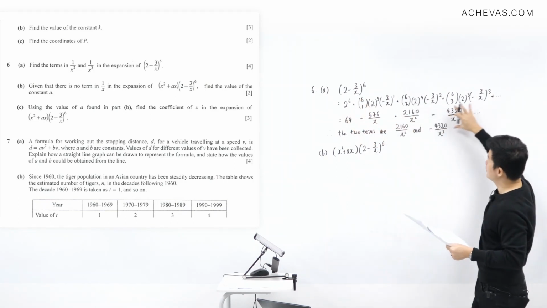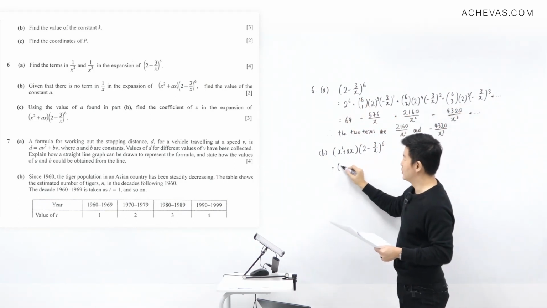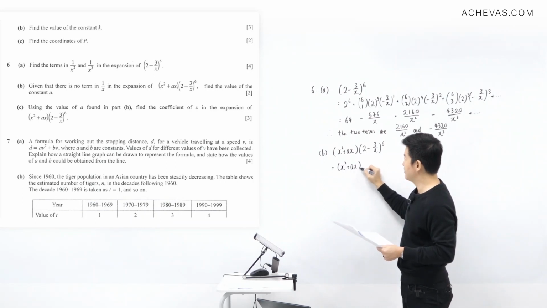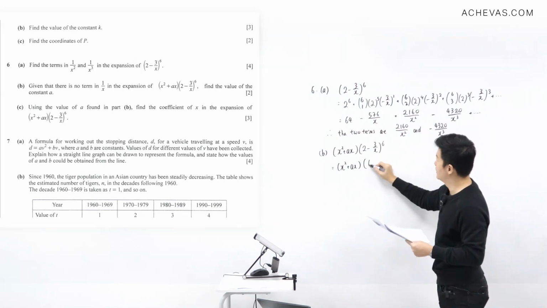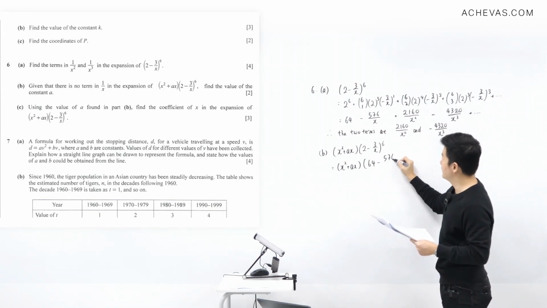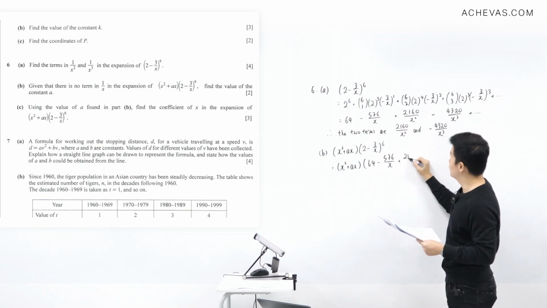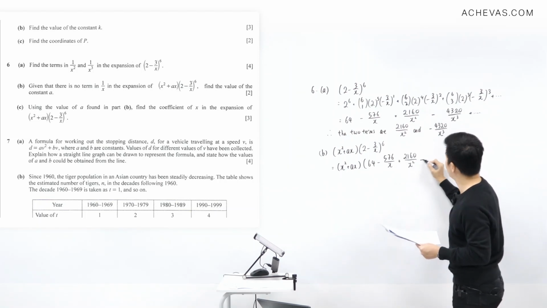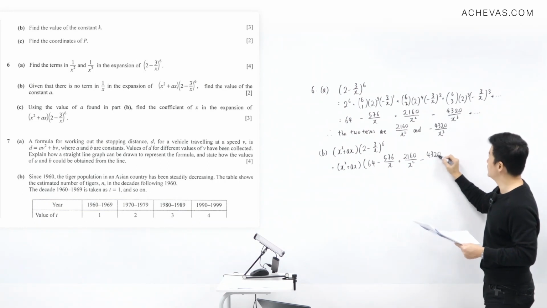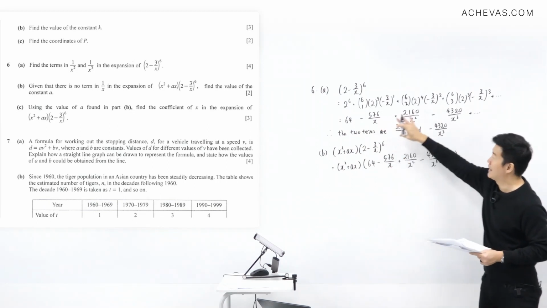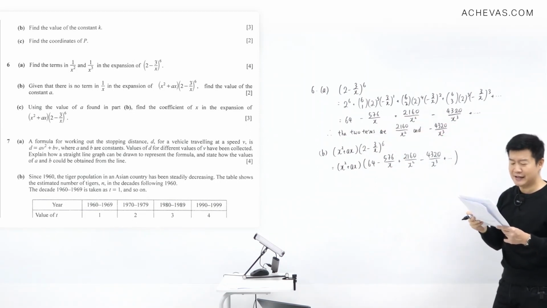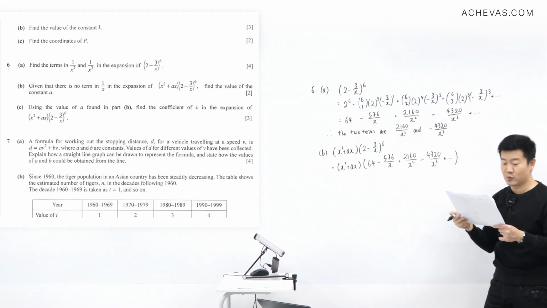Okay, so we have an expansion of it here already. I'm going to just replace it. So this is (x squared plus ax) multiplied by this, which I'm going to replace by this over here. Okay, so this over here is 64 minus 576 over x plus 2160 over x squared minus 4320 over x to the power 3, and so on. And that's the good thing about having an expansion like this, because it makes part B sort of easier, because we just need to now filter out another term, which is the term that is in 1 over x.